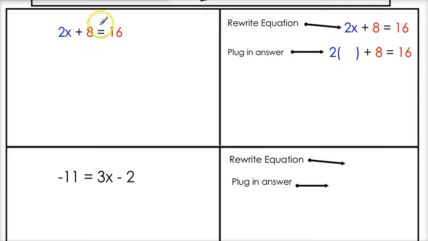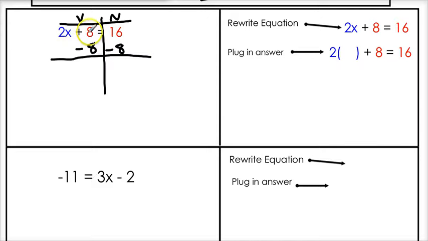To solve this one, we're going to do the same thing. So once again, we're going to put a line down the middle. We've got our variable side and our number side. What we're going to try to do is get the numbers on the number side. And since this is our number side and this is our variable side, we've got to move 8 onto the number side because 8's a number, right? Once again, it's addition. So we're going to subtract the 8 from both sides.